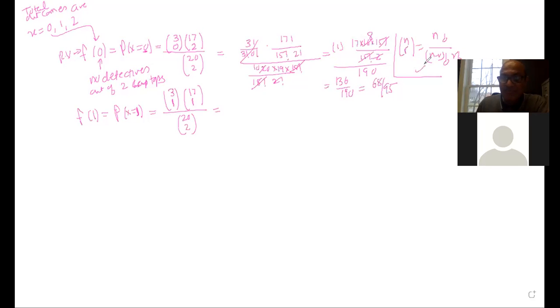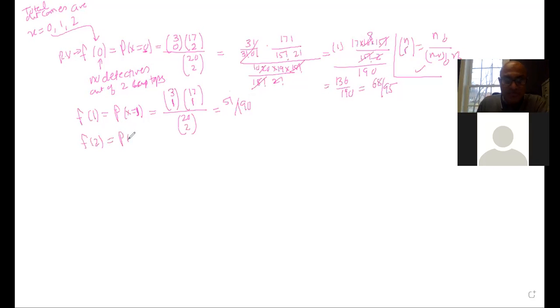So from the non-defectives, they are going to get 1. Again, use this nCr formula, and let me write down the answer directly. You are going to get 51 divided by 190. Same way, I'm going to write f.